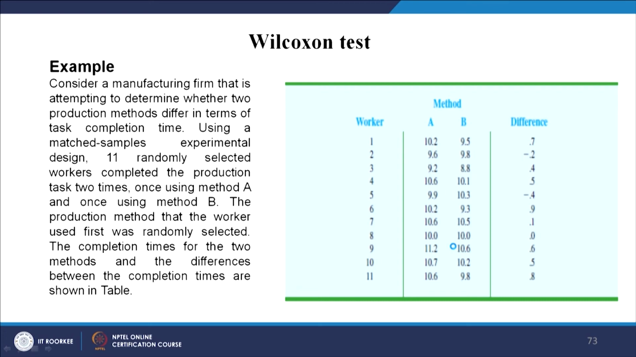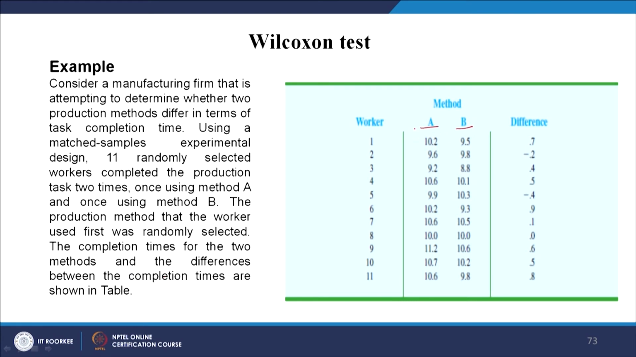Now, let us take this. So, there are two methods, right, and there are some workers who have been taken. Consider a manufacturing unit that is attempting to determine whether two production methods differ in terms of task completion. There are two production methods, A and B. Whether these two methods take different time in completing the job. Using a matched samples experimental design, 11 randomly selected workers completed the production task 2 times, once with method A, once with method B. The production method that the worker used first was randomly selected, right.